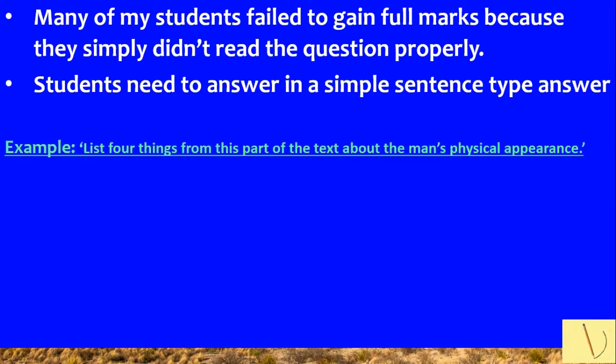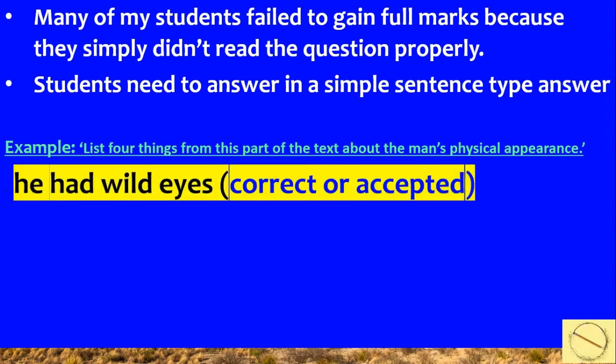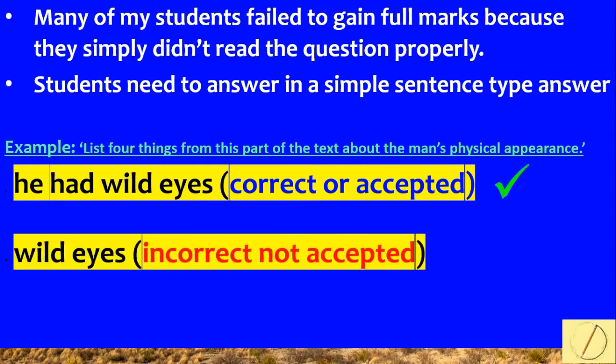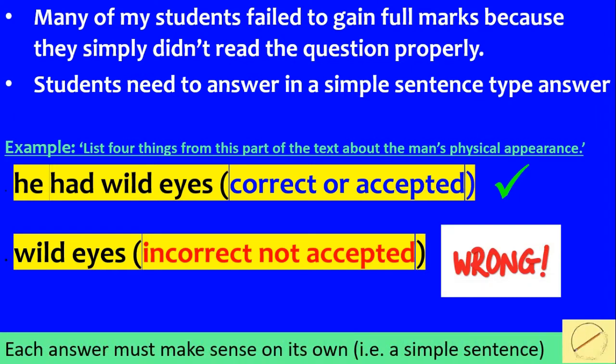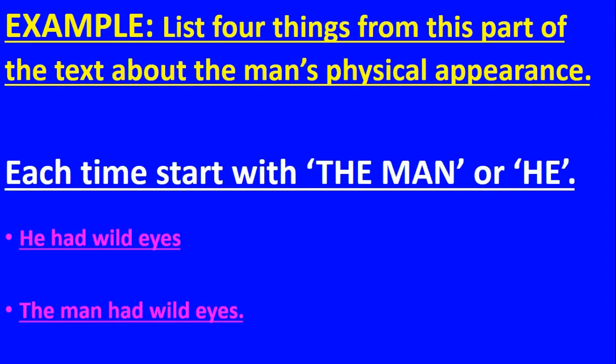So for example, if the question was list 4 things from the text about the man's appearance, "he had wild eyes" would get a mark and would be accepted, but "wild eyes" wouldn't be. This is what students tend to do because they think it's a bullet point question. They think they can be really brief. You've still got to use a sentence. You've got to still answer the question. So each answer must make sense on its own. "Wild eyes" does not make sense on its own as a sentence. However, "he had wild eyes," full stop, does make sense and does answer the question.